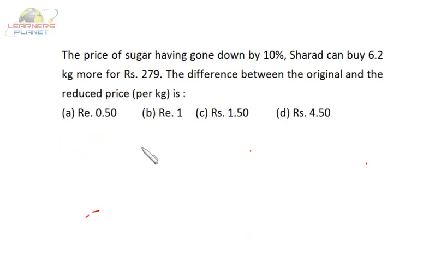Now friends, let's see this question. The price of sugar having gone down by 10%, Sharat can buy 6.2 kilogram more than before for rupees 279. Now we have to find out the difference between the original and the reduced price. Since the price is going down by 10%, that means the price becomes 9 by 10. That means the consumption can be made 10 by 9.